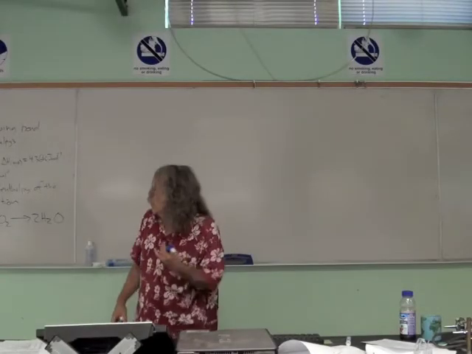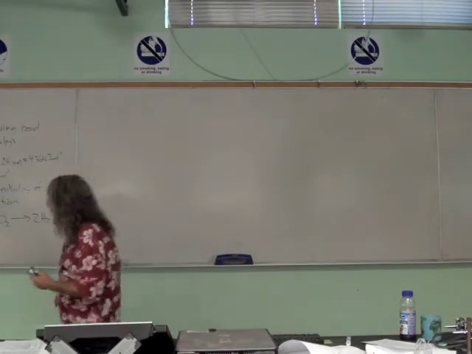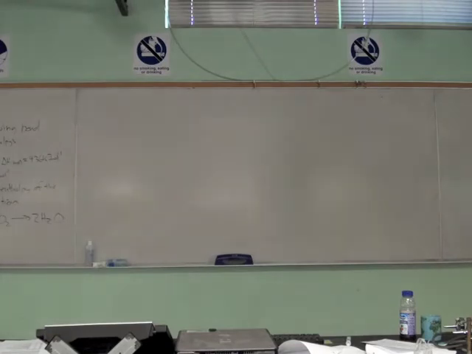Okie doke. We're on problem 50. Problem 50 says to use the following bond dissociation enthalpies. I give you the oxygen-oxygen double bond dissociation enthalpy, the hydrogen-hydrogen bond dissociation enthalpy, and the oxygen-hydrogen bond dissociation enthalpy. Use that to predict the enthalpy of the following reaction: 2 hydrogens plus oxygen gives me 2 waters.